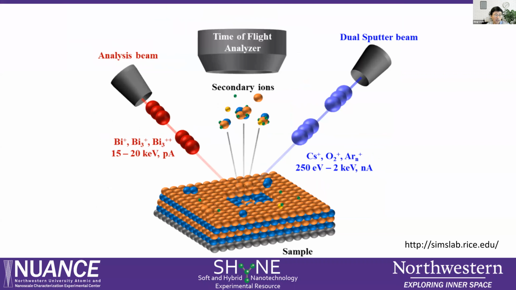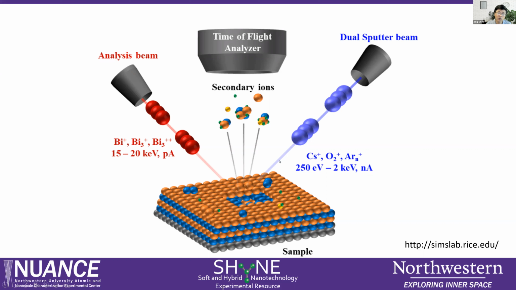And this is the schematic of the SIMS, and this is the primary beam. Basically, they use bismuth or gallium, and in our instrument we use bismuth and bismuth clusters. This side is the sputter. We can use cesium for negative and oxygen for positive, and we also have an argon cluster gun for sputtering organics like polymers.